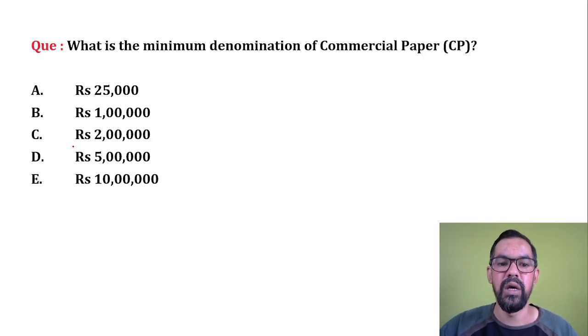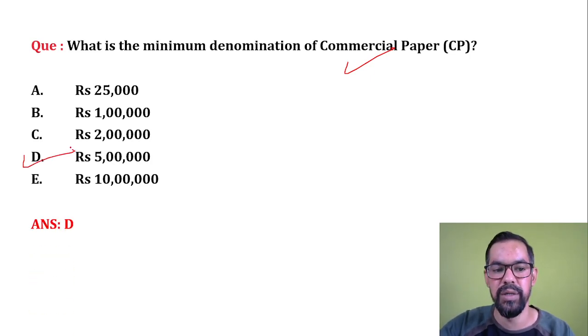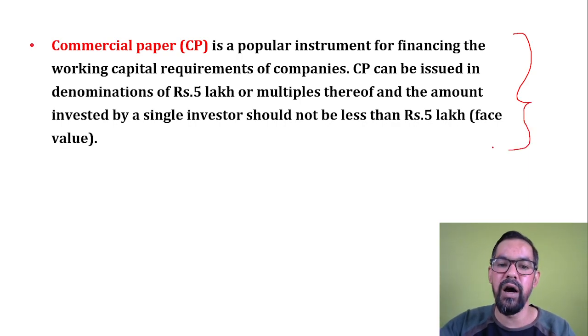Okay, next one, minimum denomination of commercial paper. So what will be the correct answer? 5 lakh rupees. We just talked about this particular one. So option D is the correct answer for this one. Okay, commercial papers are issued by corporate houses or any company which is registered under the Companies Act 1956.